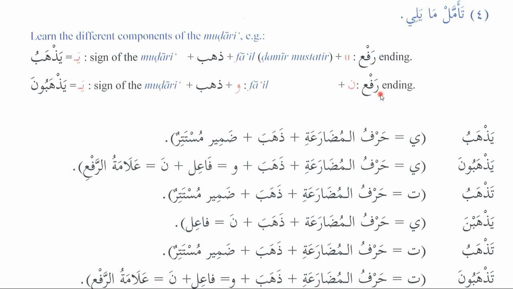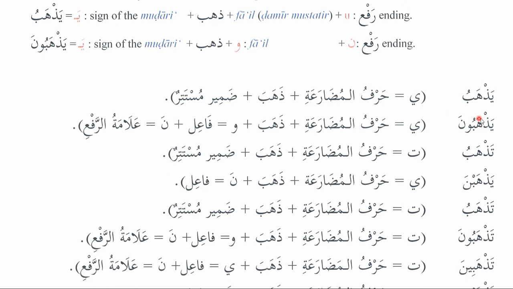it is the extra noon, the noon zaida. Let's see here. يذهب, the ya is the harf mudare, ذهب fail, and then the damir mustatir. يذهبون, the ya harf mudare, ذهب fail, this is the waw al jama, the file. Noon is the amilatul raf, or you can say it is noon zaida.